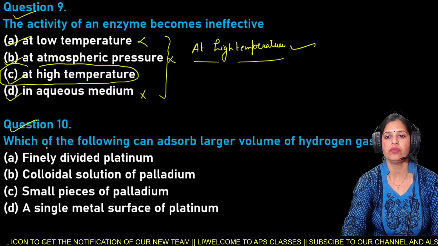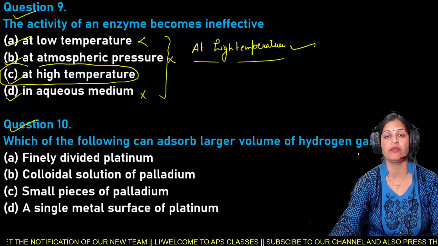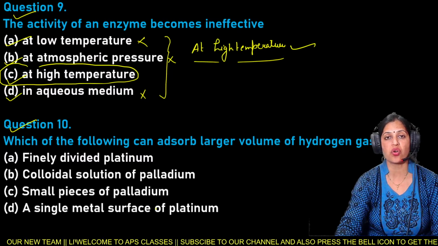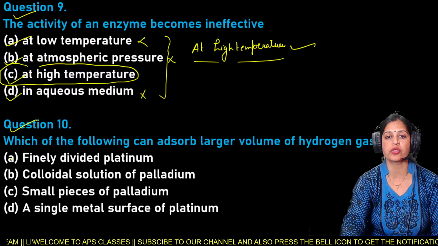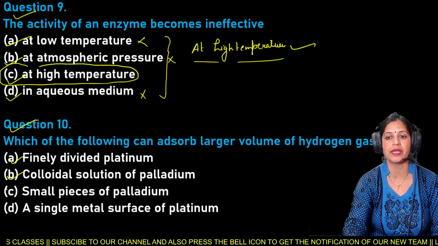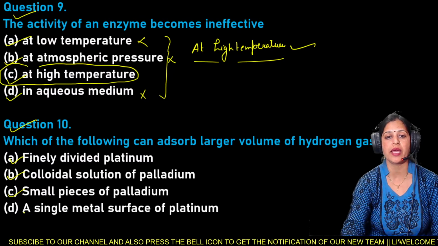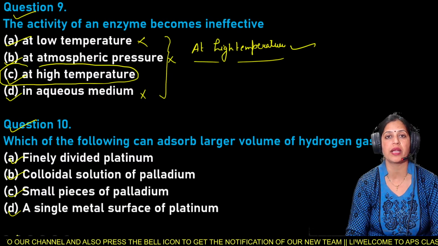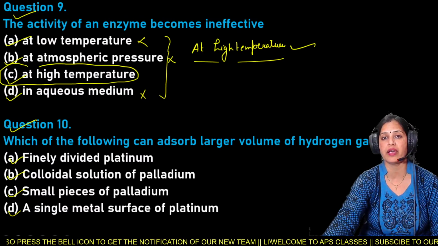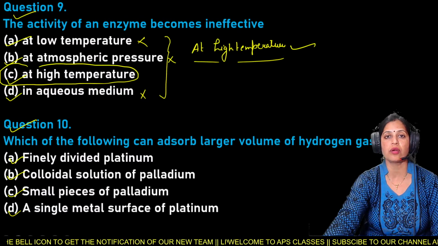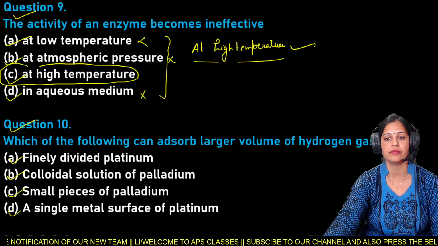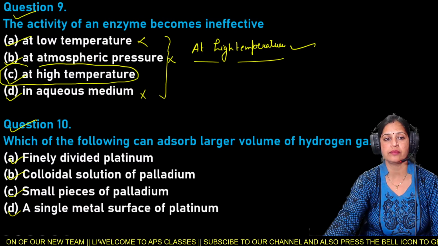Next is question number 10. Which of the following can absorb a larger volume of hydrogen gas? Options are A, finely divided platinum; B, colloidal solution of palladium; C, small pieces of palladium; and D, a single metal surface of platinum. Out of these, you have to choose which absorbs a larger volume of hydrogen gas.